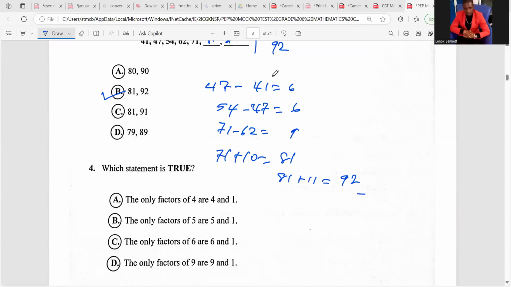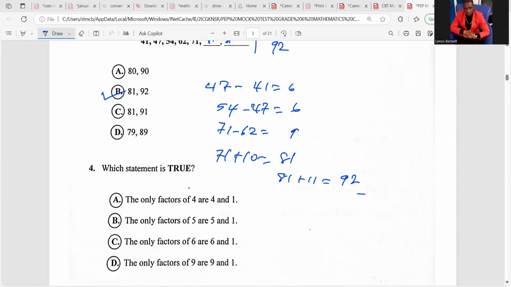Let me check Cassidy. Cassidy, what's happening? Sir, I would say B for boy because the factors of 4 are 2, 1, and 4. The factors of 6 are 2, 3, 1, and 6. And the factors of 9 are 1, 3, and 9. And the factors of 5 are 5 and 1. Okay, let me check one more person. She thinks it's B.